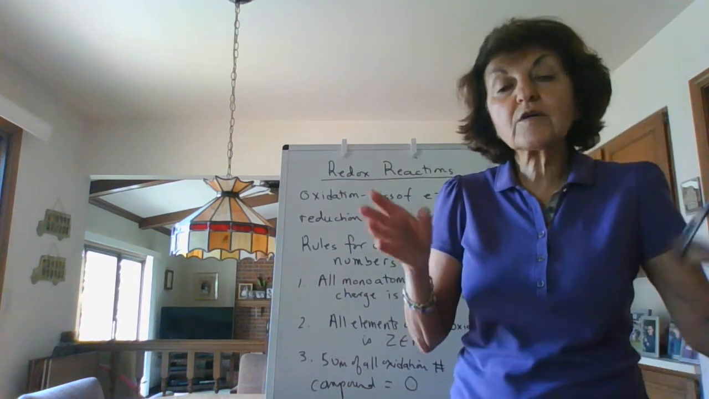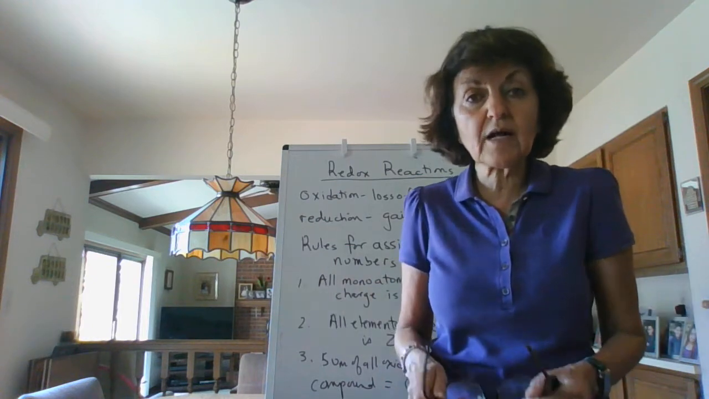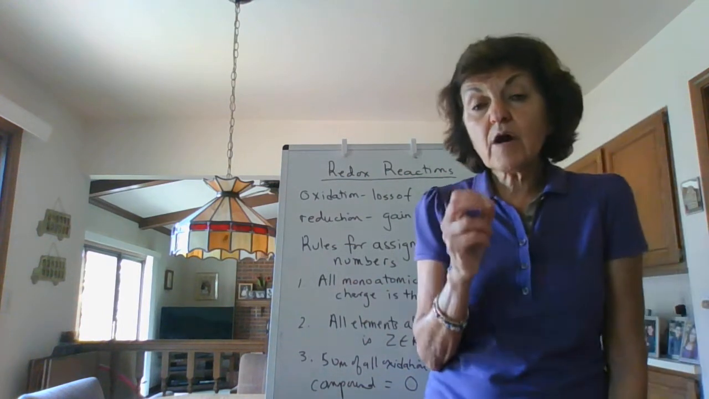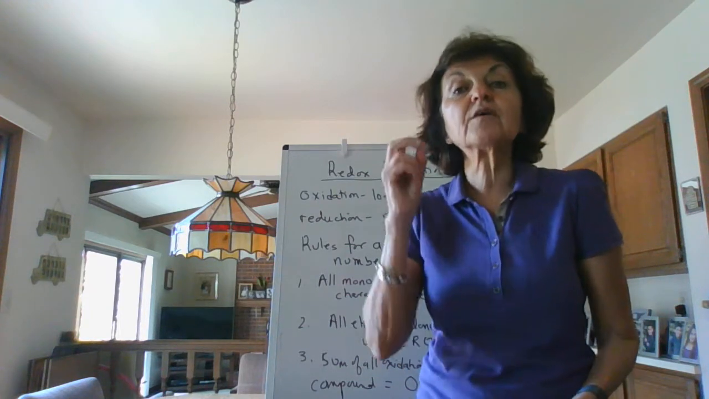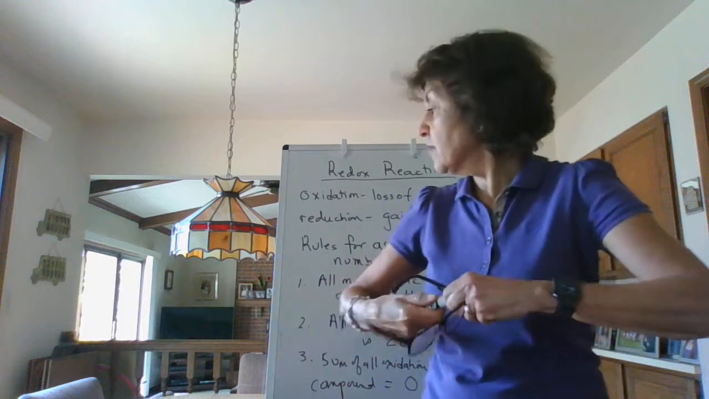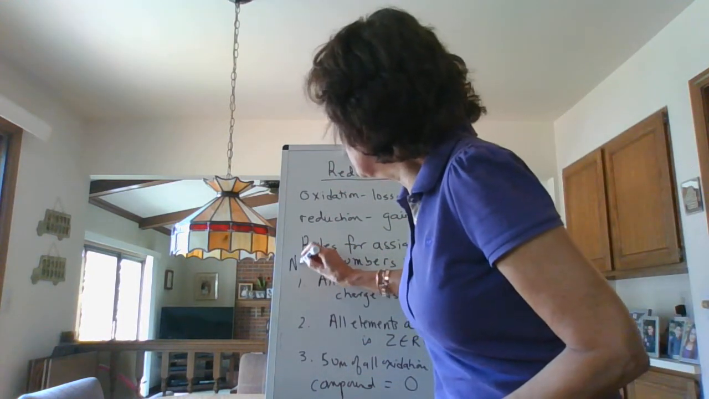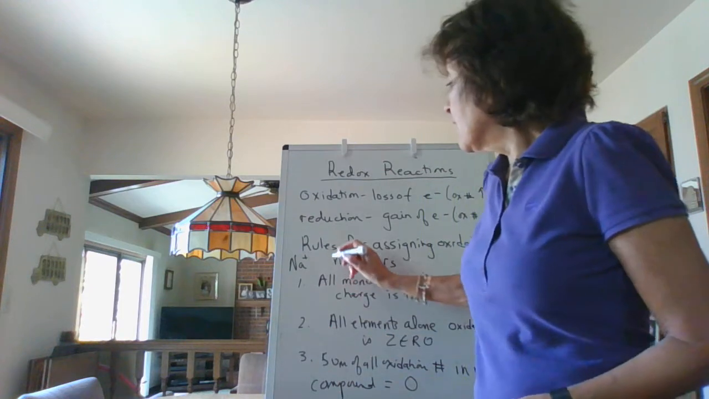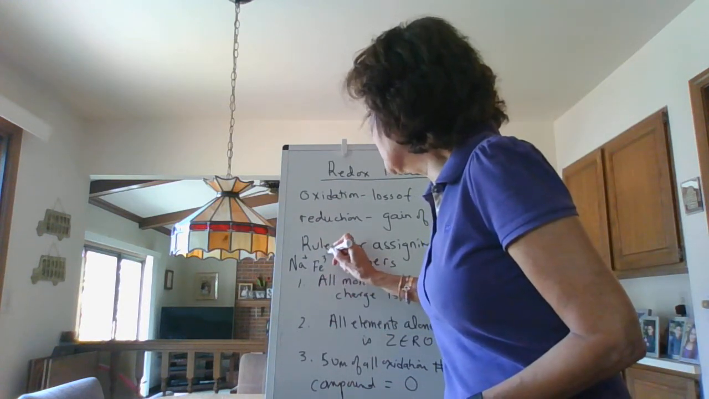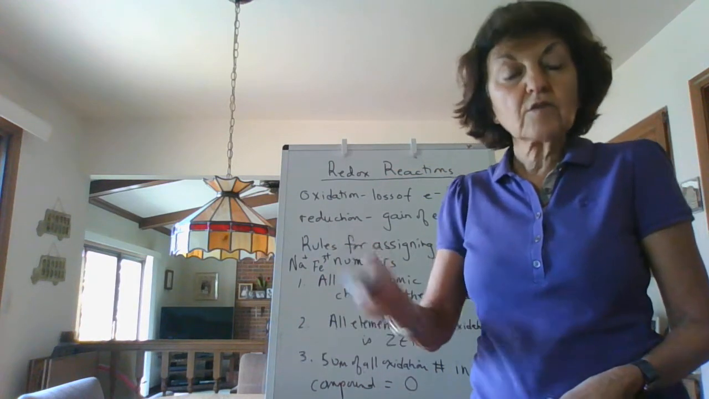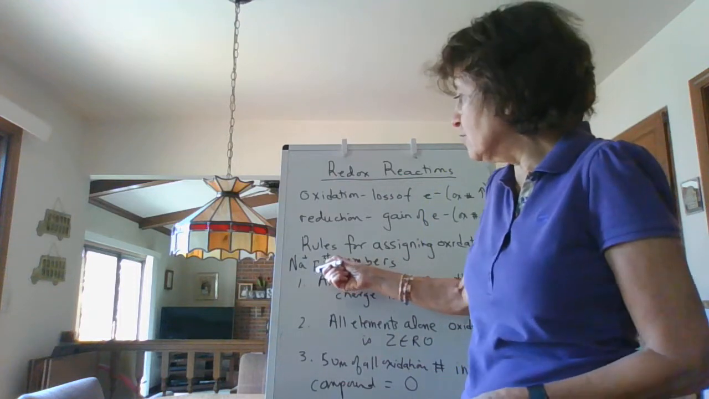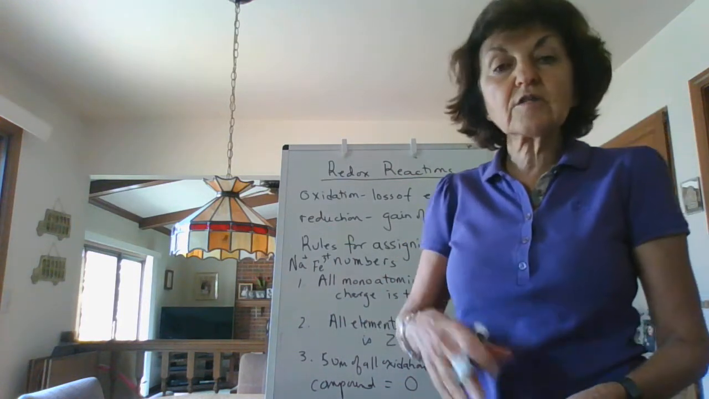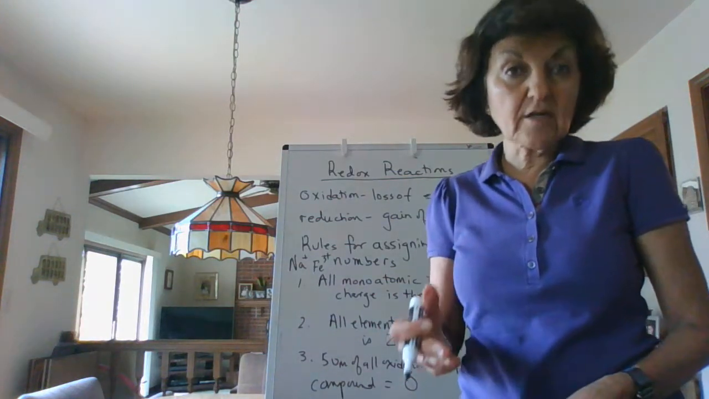Now here are the rules for assigning oxidation numbers. You've had this in an intro chem class, but hopefully this will ingrain it even better in your heads. Anytime you've got a monoatomic ion, the oxidation number is the charge on the ion. So for example, a sodium ion is +1, so its oxidation number is +1. If you have an iron 3+ ion, its oxidation number is +3, because as an ion, this is iron Roman numeral 3, and its oxidation number is the charge on the ion. So that's the first rule: for all monoatomic ions, the charge is the oxidation number.